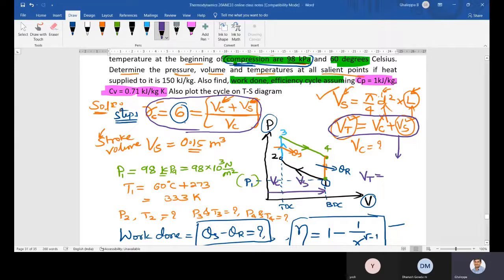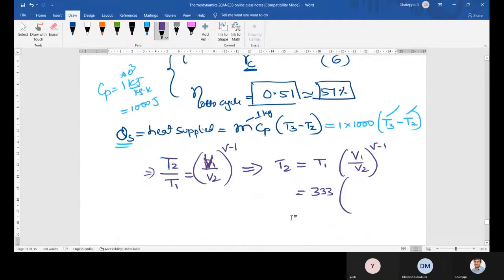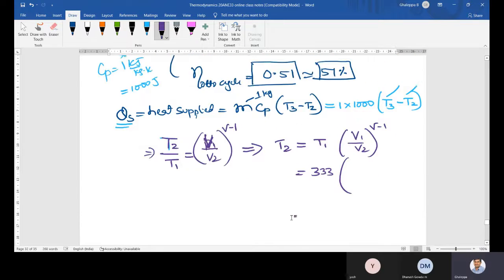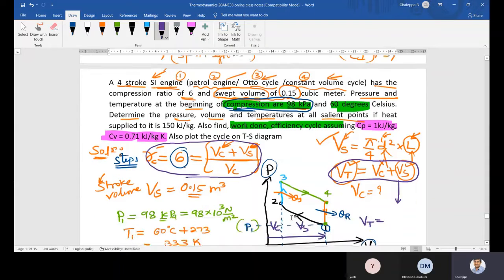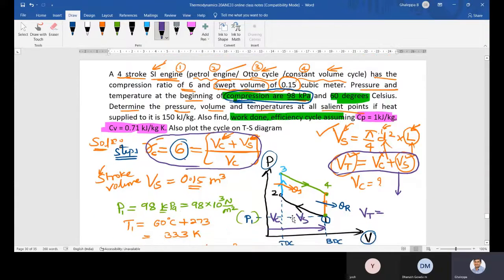Tell me, how will you get this value? Sorry? There was a network issue, that is why. Okay, fine, no issues. Can you see the screen?